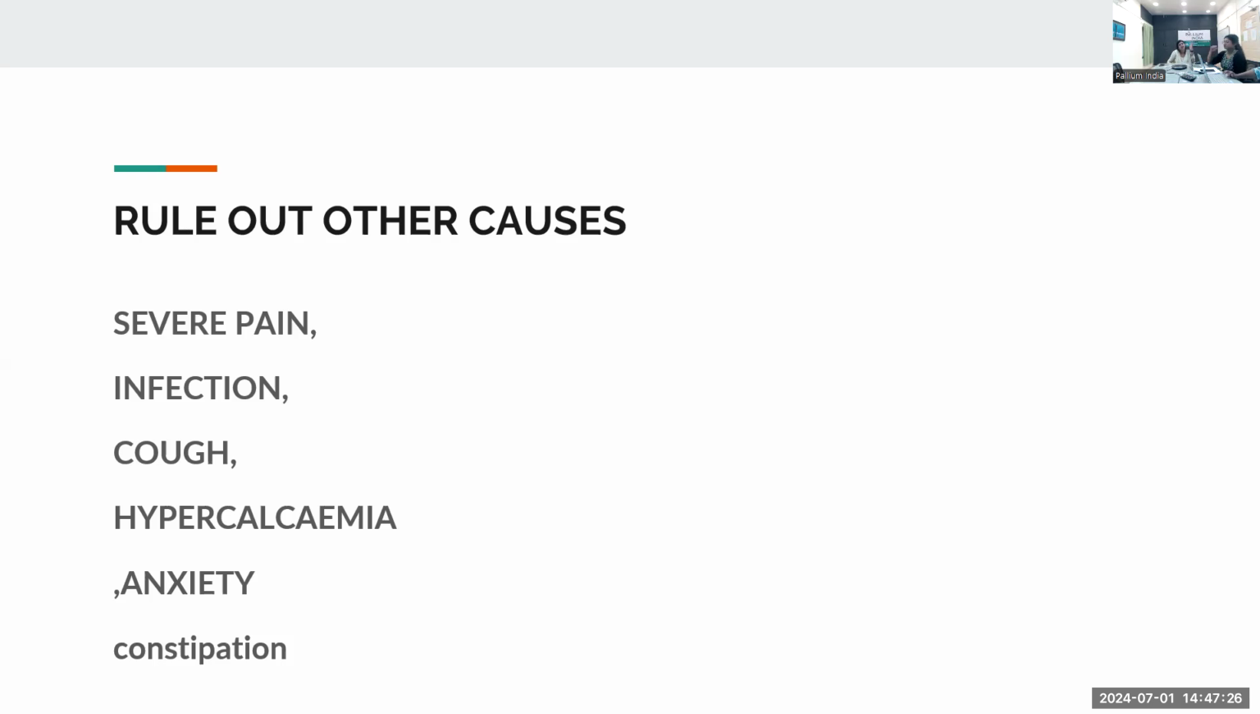So you have to think about this. A patient having vomiting due to severe pain, you give ondansetron, it will not work. So think about the cause.